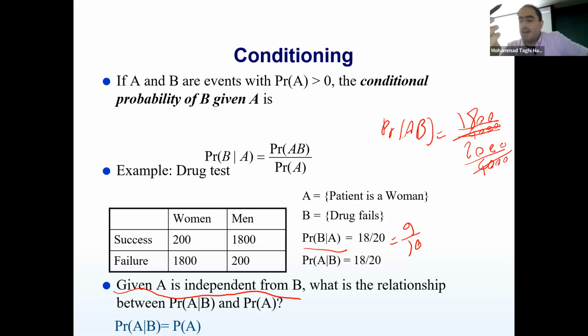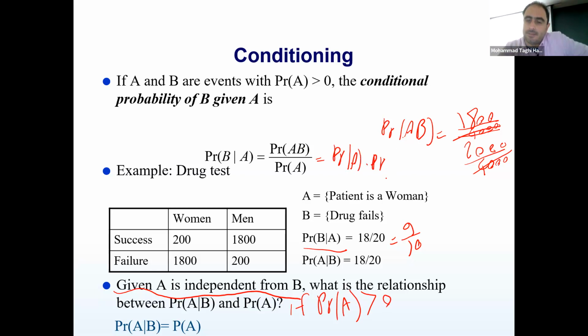Another interesting thing: if A is independent from B, what is the relation between probability of A intersection B and probability of A? And of course, if probability of A is greater than 0. So if A and B are independent, then probability of AB would be equal to probability of A times probability of B over probability of A, correct? Because of the independence. So we can just cancel out these two, and that would be equal to probability of B. Here we had B conditioned on A, we got probability of B. Here we have probability of A conditioned on B, then we get probability of A.